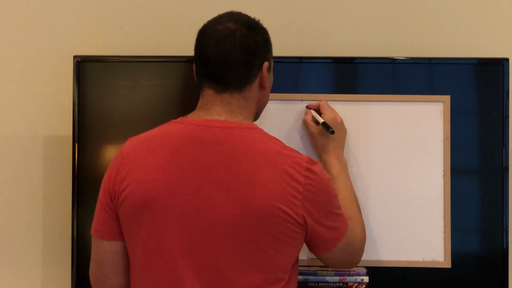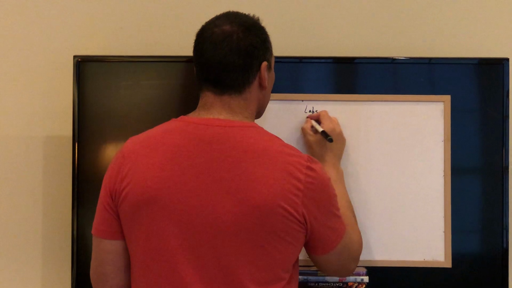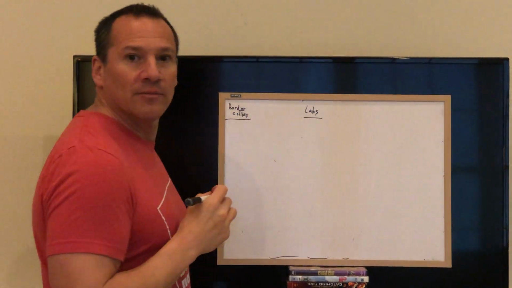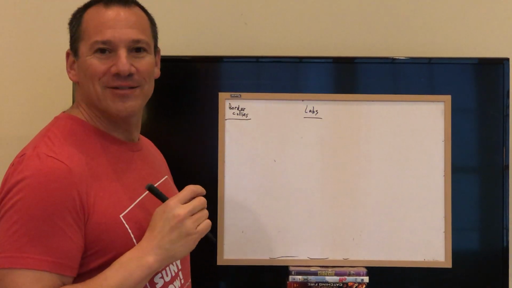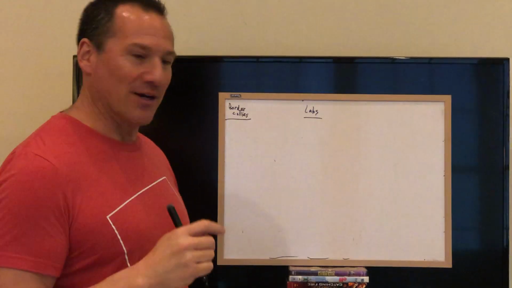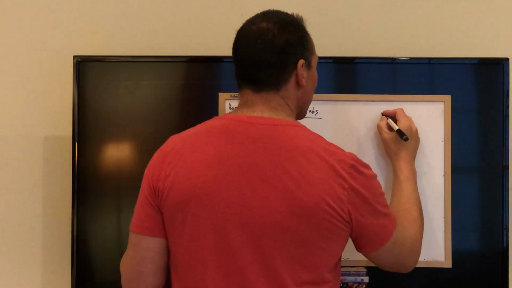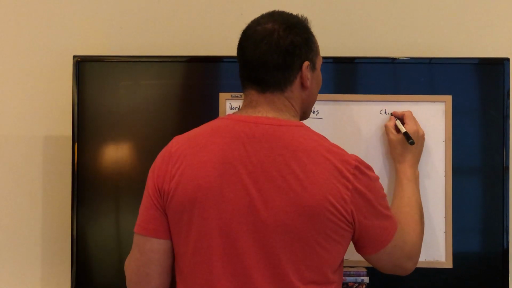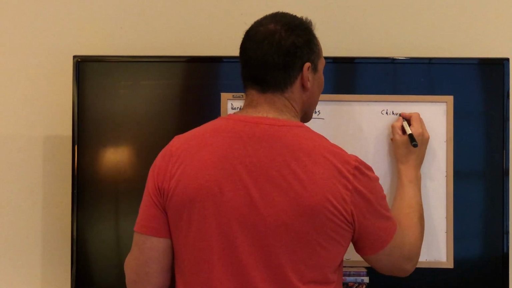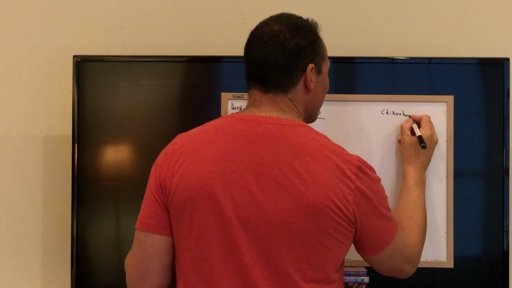I'm going to put labs up here. Labs are famous for being nice. They're nice, they're bouncy, they're not dumb necessarily, but you know, they're kind of not Border Collies. And here, by popular demand, I'm going to put Chihuahuas.